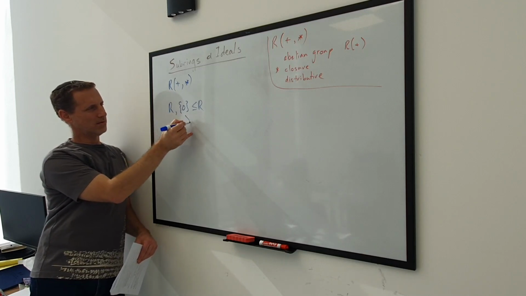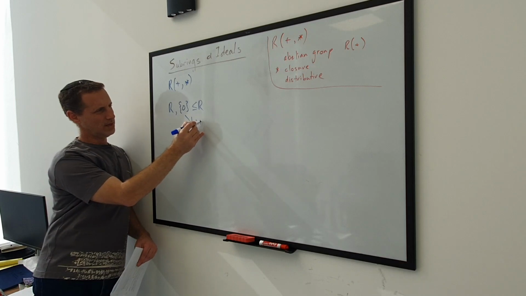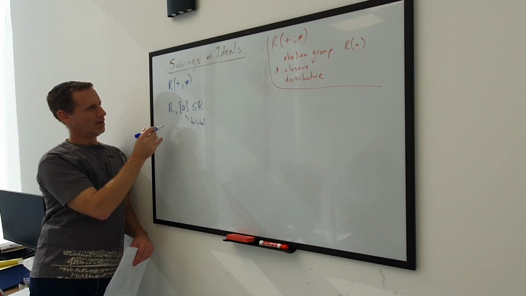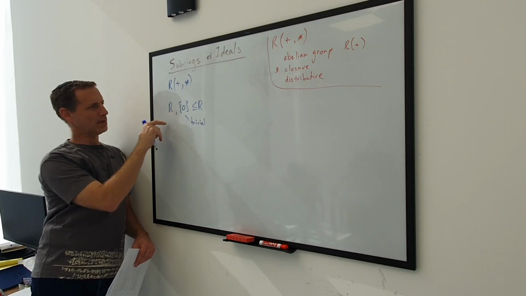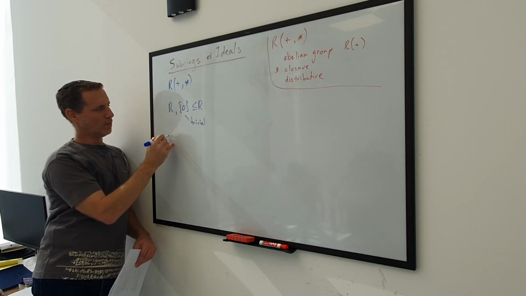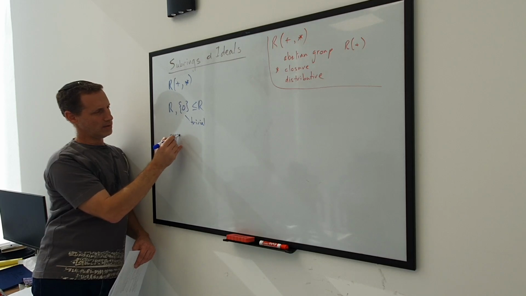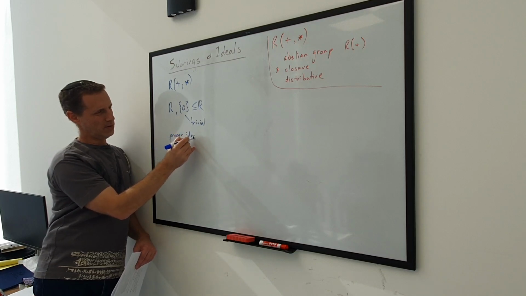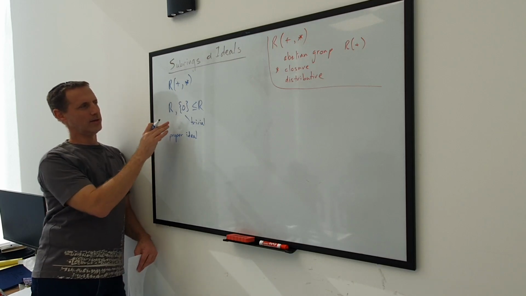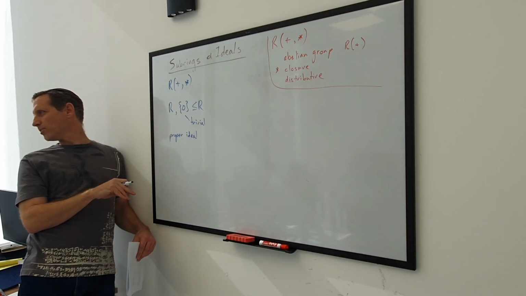Like this is called trivial, and I don't know if this has a name, but when you talk about a proper ideal, you would usually refer to an ideal that's not the trivial ones.